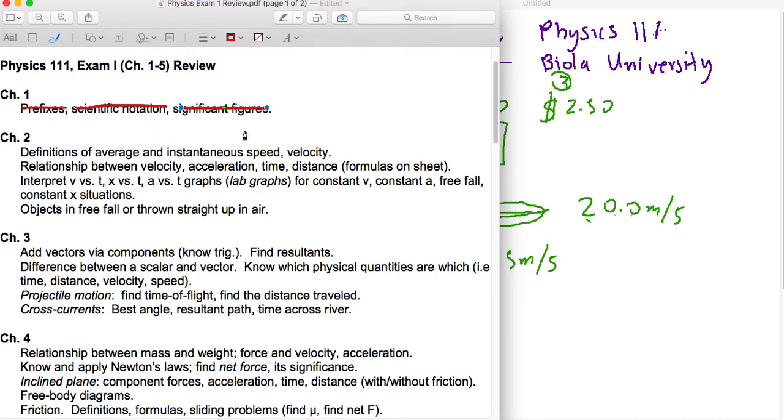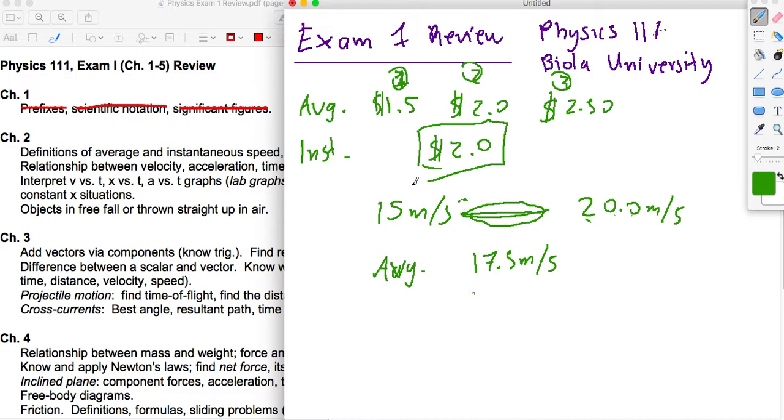So for the definition of average and instantaneous velocity and speed, what we're going to do here is look at what an average is. For example, if I spend $1.50 in the morning for breakfast or a candy, $2 in the afternoon, and $2.50 for the evening, then my average spent over the day is $2 per meal. Okay, so I spent $2 per meal, and meal and meal, you get the idea, right?